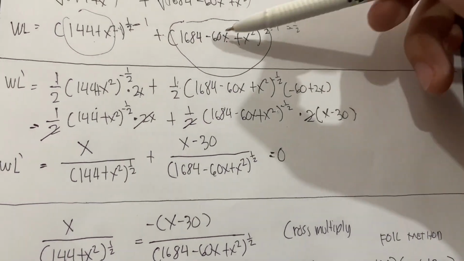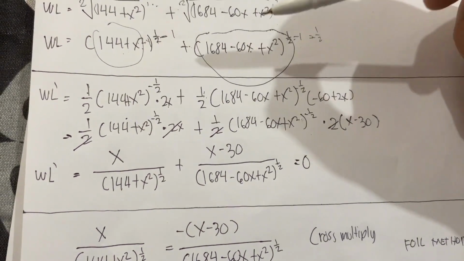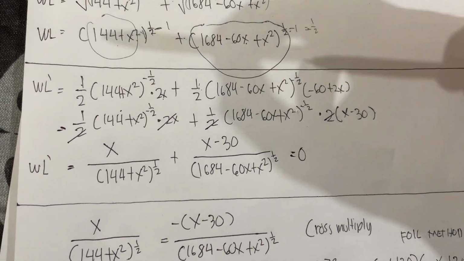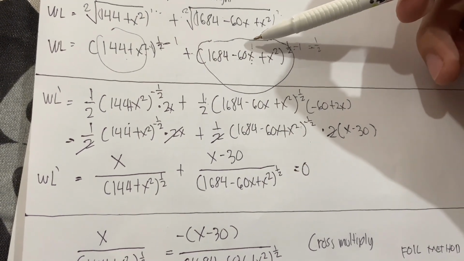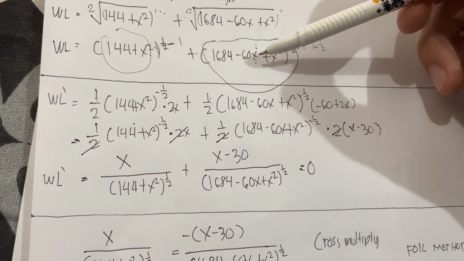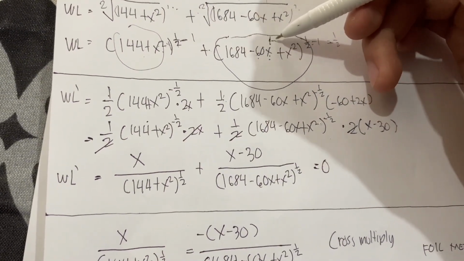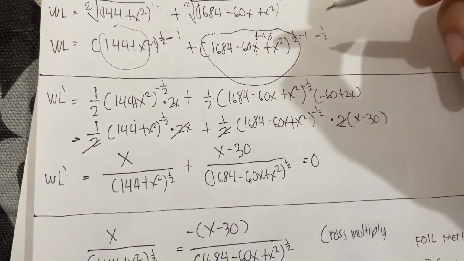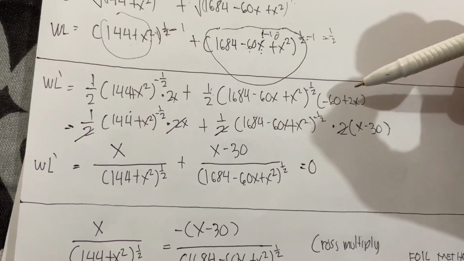Since 1684 is a constant, we can write that as 0. And then negative 60x, there is a 1 here, so we're going to multiply 1 into negative 60. That is equal to negative 60. And then 1 minus 1 is equal to 0, so we can mark that as nothing. So it is only negative 60.